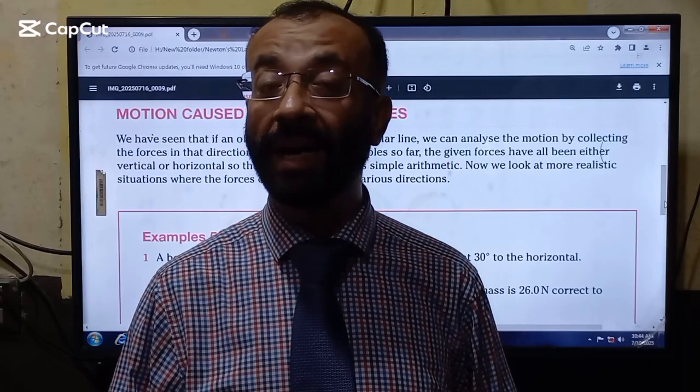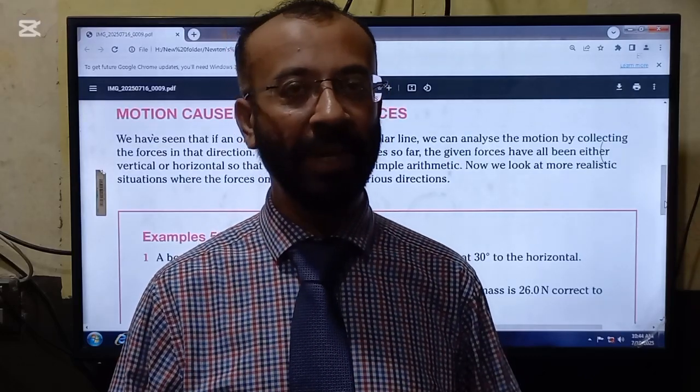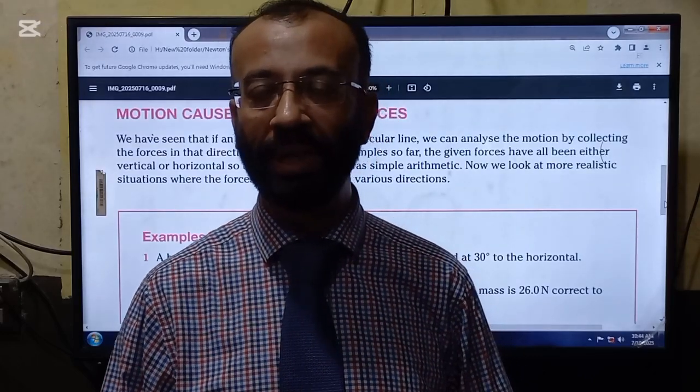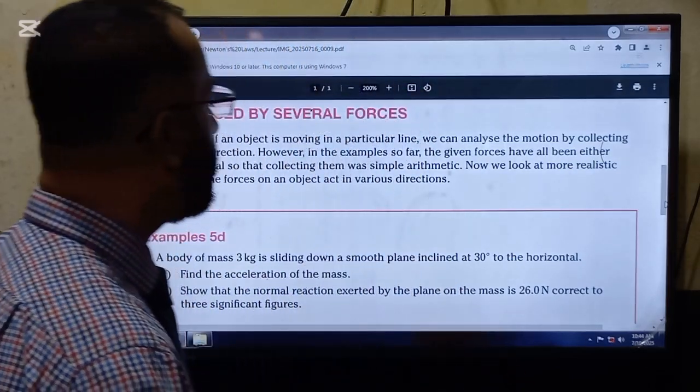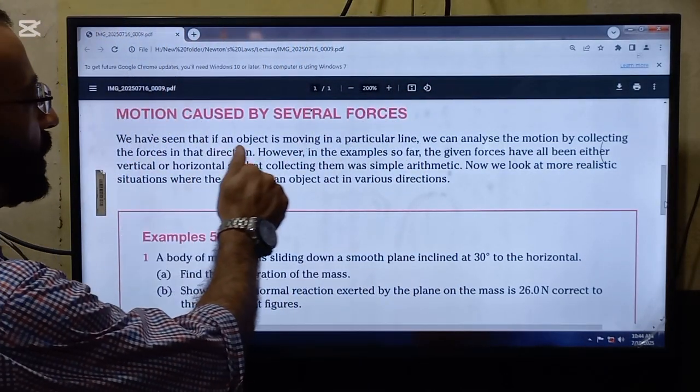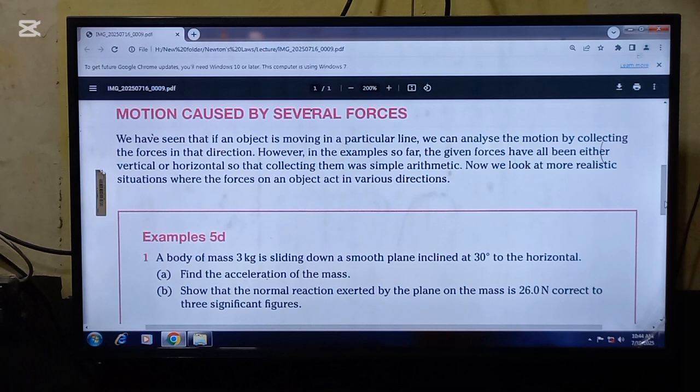Good morning, students. Our topic today, under Newton's laws of motion in the subject of mechanics at A levels, is motion caused by several forces. So concentrate yourself. We are going to start.